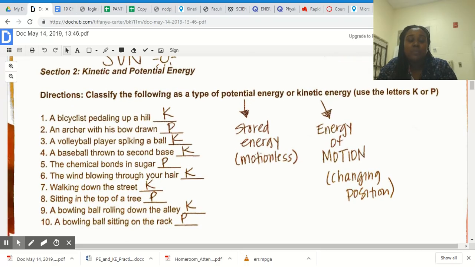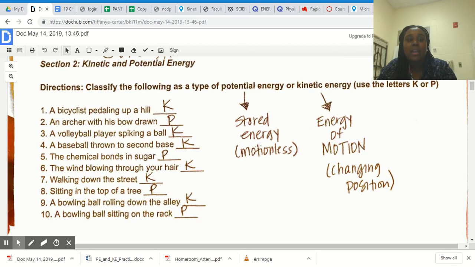Okay, section 2, kinetic and potential energy. So all we're going to do here is classify the following as a type of potential energy or kinetic energy. Use the letters K or P. So remember, potential energy is stored, and kinetic energy is the energy of motion. It's going to change position over time.